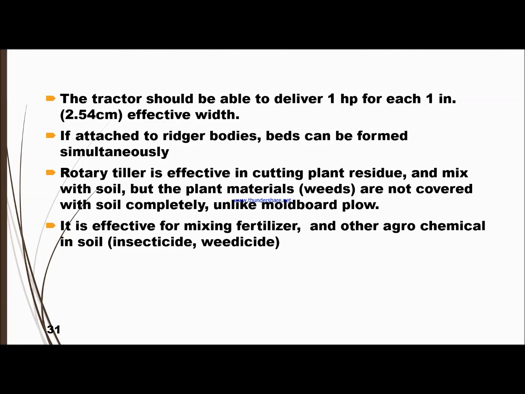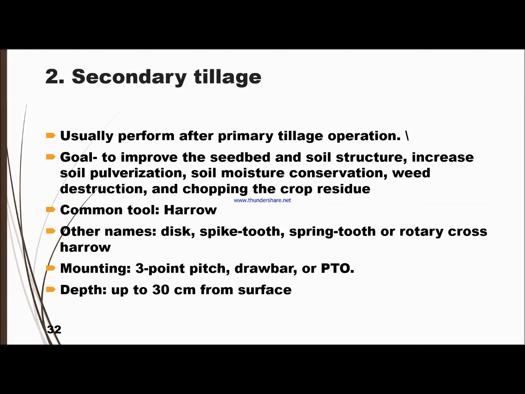The rotary tiller is effective in cutting plant residue and mixing it with soil, but the plant material and weeds are not covered completely with soil, unlike the moldboard plow. It is also effective for mixing fertilizer and other agrochemicals into the soil, such as insecticide or weedicide.